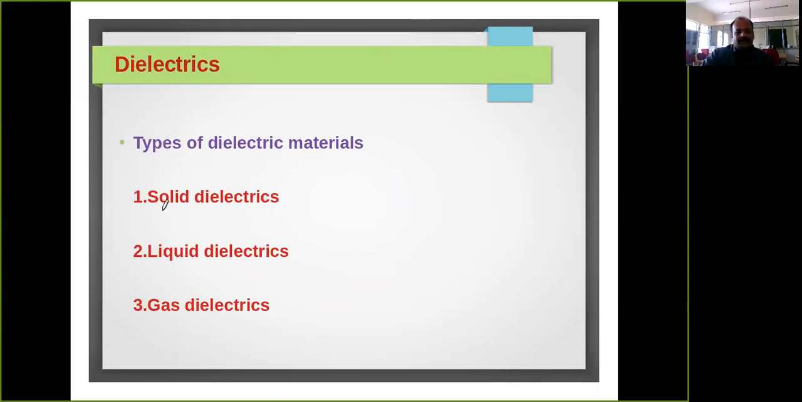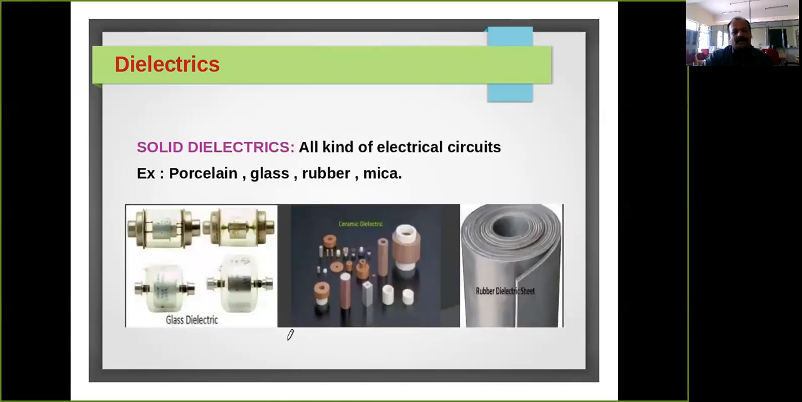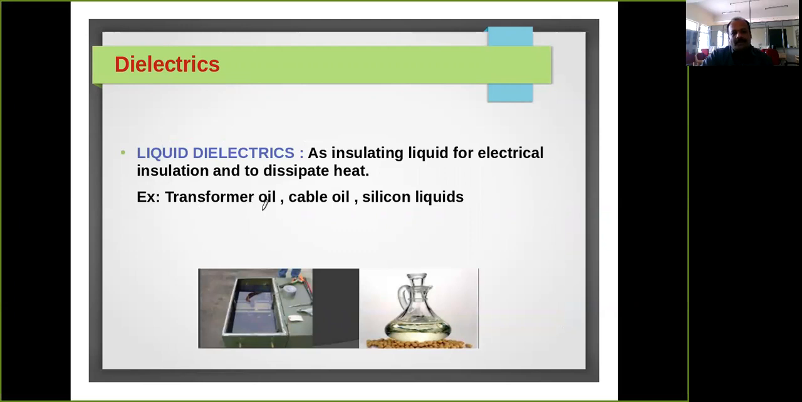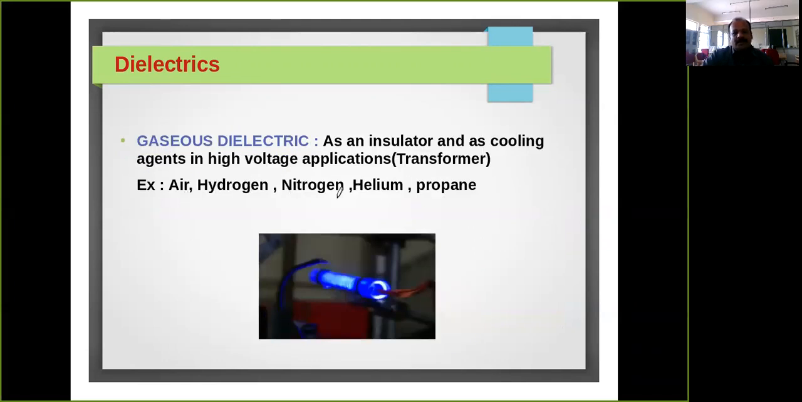Types of dielectric materials. There are three types of dielectric materials: solid dielectrics, liquid dielectrics, and gas dielectrics. Porcelain, glass, rubber, and mica are some of the solid dielectrics which are used in all kinds of electrical circuits for electrical insulation. Transformer oil, cable oil, and silicon liquids are liquid dielectrics which are used as insulating liquid for electrical insulation and to dissipate heat. Hydrogen, nitrogen, helium, propane, etc. are gaseous dielectrics which are used as an insulator and as cooling agents in high voltage applications, particularly in a transformer.